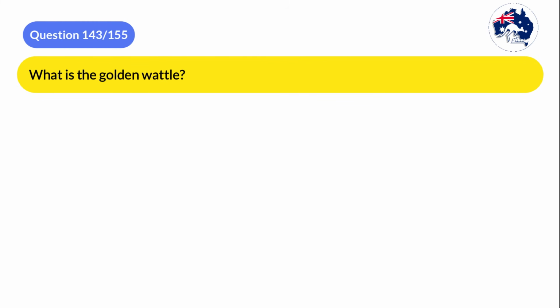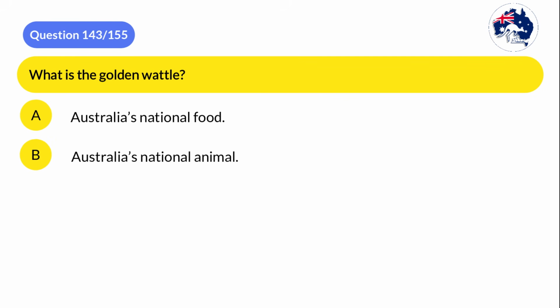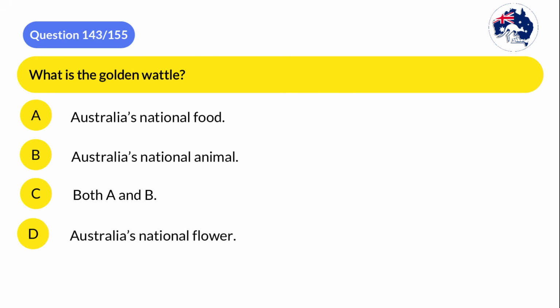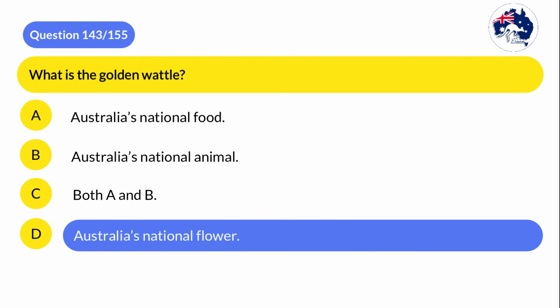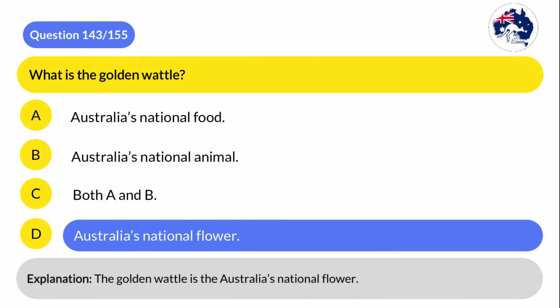Question 143. What is the golden wattle? A. Australia's national food. B. Australia's national animal. C. Both A and B. D. Australia's national flower. The correct answer is D. Australia's national flower. Explanation: the golden wattle is Australia's national flower.